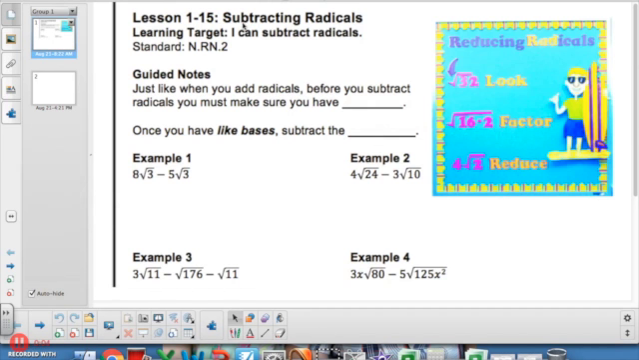By the end of this video, 3 things should have occurred. 1, you should be able to subtract radicals, as our learning target suggests. 2, you should realize that subtracting radicals is basically the same as subtracting polynomials, which you did several lessons back. And 3, you should realize that this image is the raddest image ever.